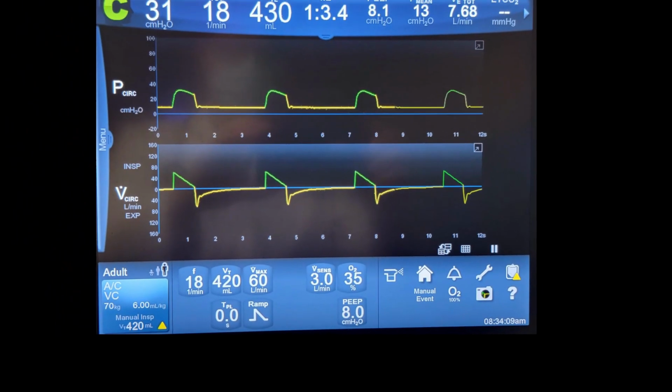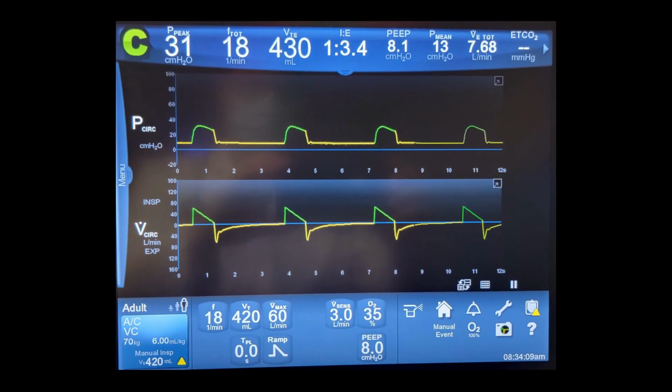All right, let's quickly learn how to read a ventilator display screen. First, we have assist control, which is the mode of ventilation. It's set to volume control currently. This can be set to pressure control or volume control. In this case, it's volume control.